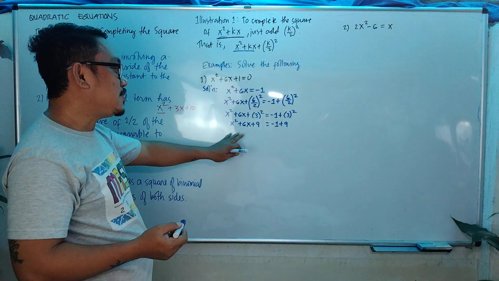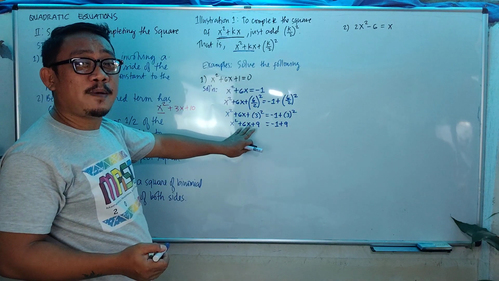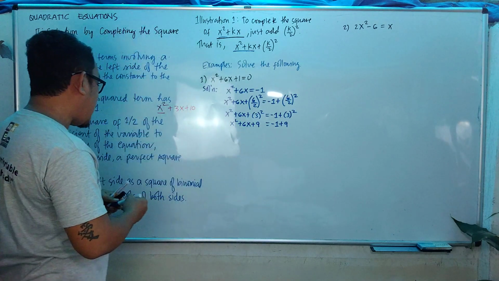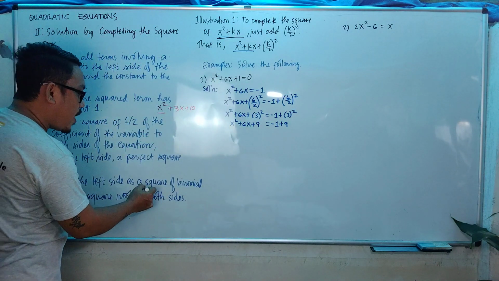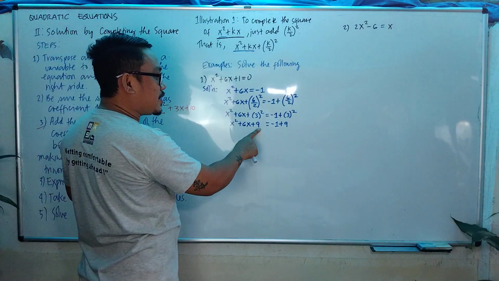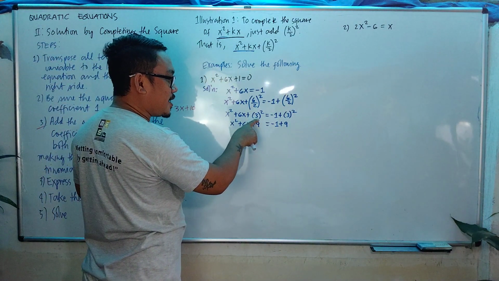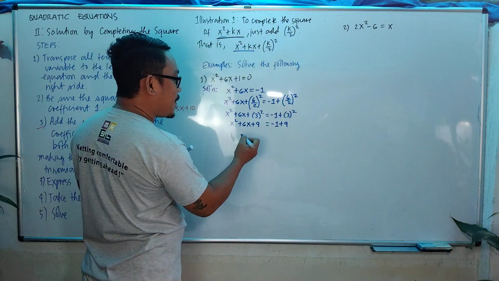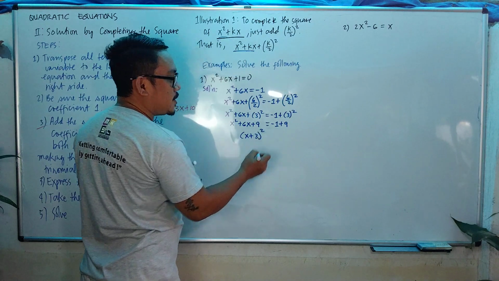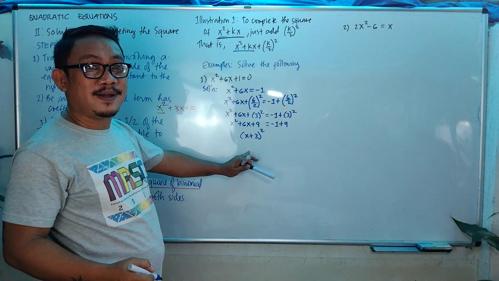Okay, next. This is already a perfect square trinomial. So we will factor it as a square of a binomial. Take the square root of 9, which is 3, and the sign is positive. So what will happen? This becomes x plus 3 squared. So this is a square of a binomial.